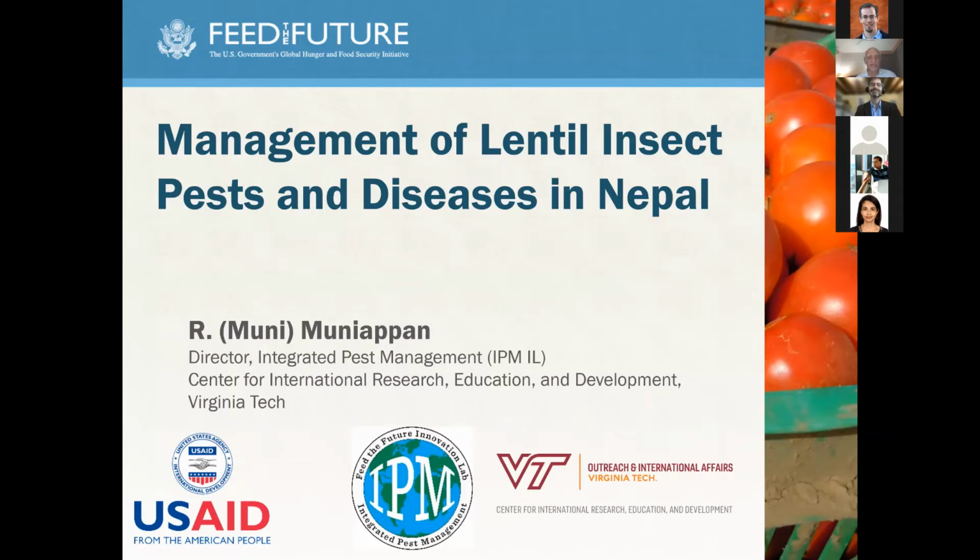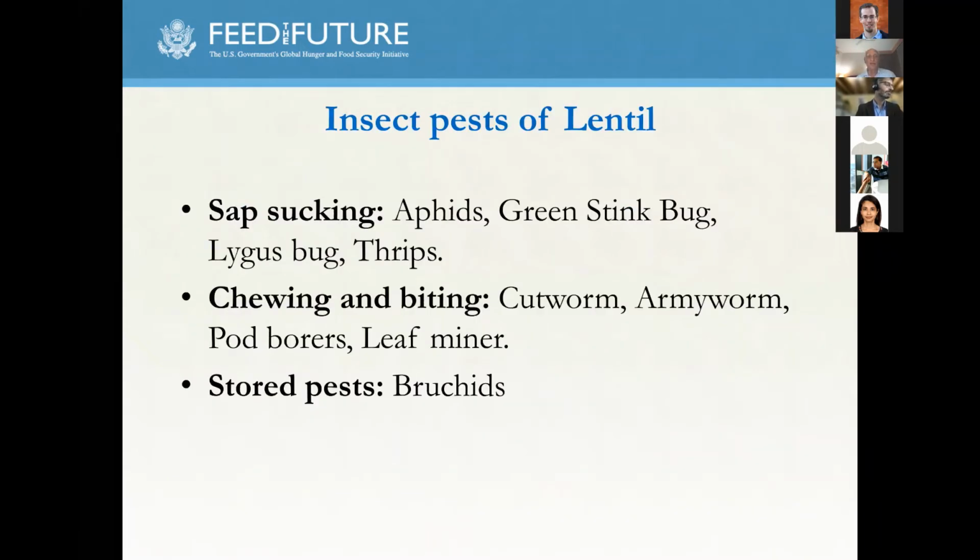So now I modified the title as Management of Lentil Insect Pests and Diseases in Nepal. Realizing that Mr. Aryal will be covering more on the disease side, I thought I will concentrate a little bit more on the insect aspect and then touch upon the diseases and then come to biological control and integrated pest management. So insect pests of lentil: you have sucking insects, aphids, green stink bug, lygus bugs and thrips; chewing insects, cutworm, armyworm, pod borers, leaf miners; and also stored products pests, the bruchids. Some of the bruchids will also attack the pods in the live crop.